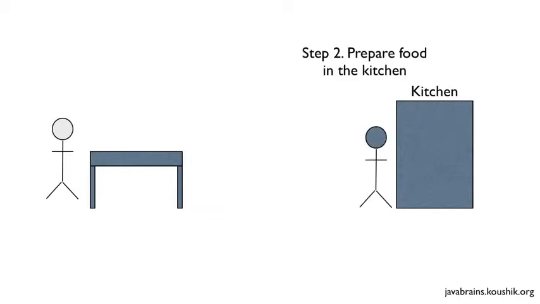and then our stickman over here gets the order. Step two, he has to take the order to the kitchen and prepare the food. Note that this is just a one-man restaurant. There are no other employees, so he has to do all the roles himself.